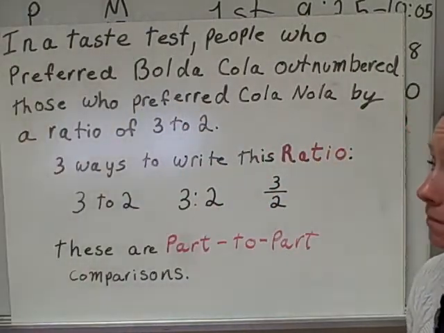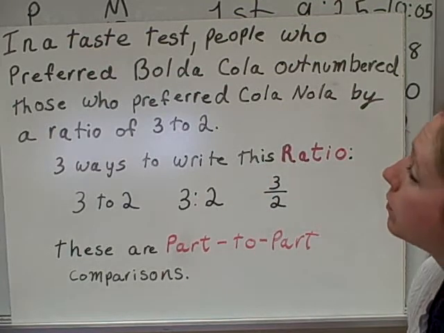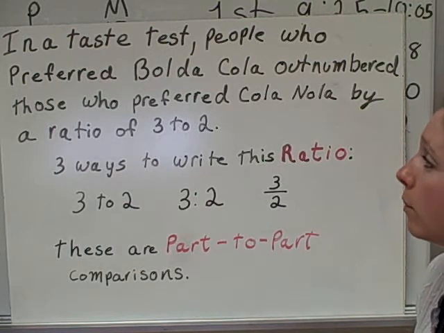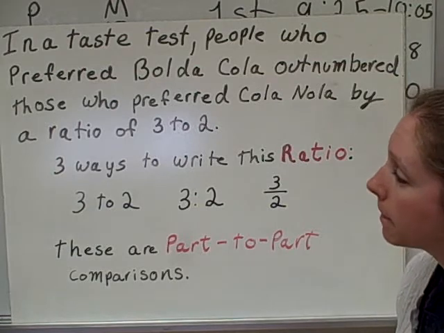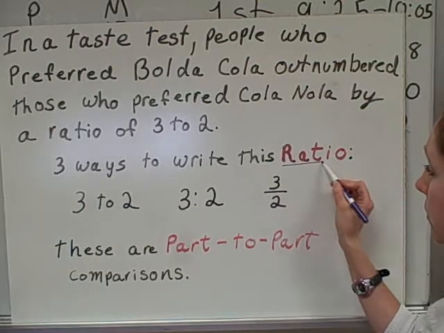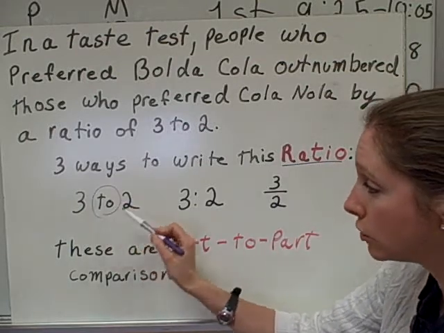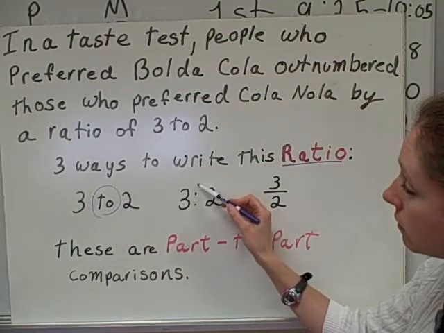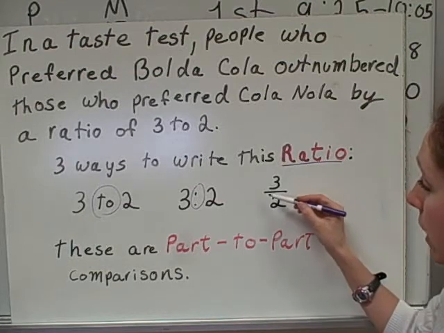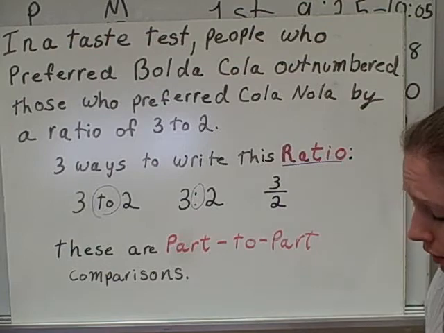Okay, another problem that you're going to see in your book this week. It says in a taste test, people who preferred Bolda Cola outnumbered those who preferred Cola Nola by a ratio of 3 to 2. There are 3 ways to write this ratio. Notice the ratio is in red. That's a vocab term. We might see the word "to," 3 to 2. We might see a colon relating the two numbers. Or as we saw in the previous slide, we may use a fraction bar, or 3 divided by 2. These are all part-to-part comparisons.